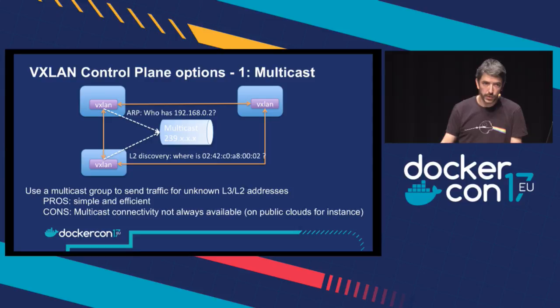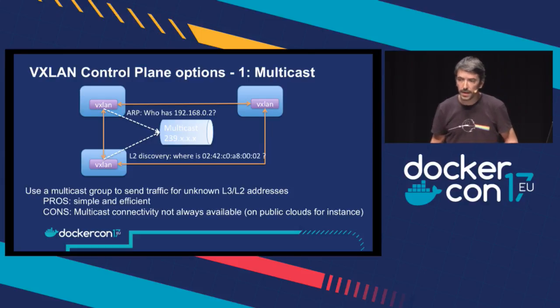The first thing you can do is use multicast. You can use a multicast group, and all the hosts in the overlay are going to connect to this multicast group. When you need information, you send traffic on this multicast group, and you can get the information back. This is very simple, but I think multicast is not always easy to use because it's not available in most cloud providers, and multicast skills are not easy to come by.